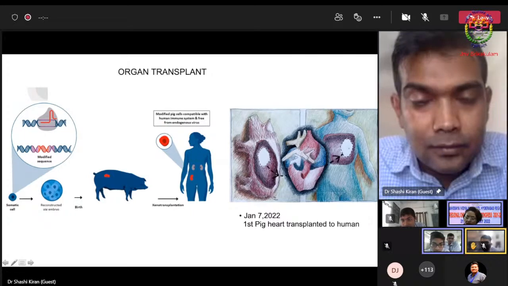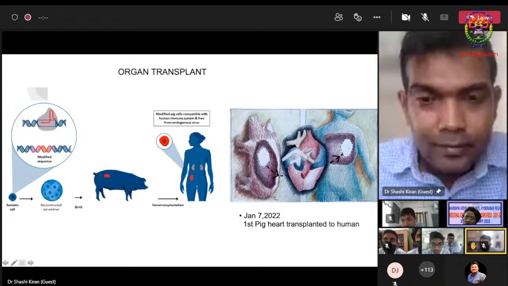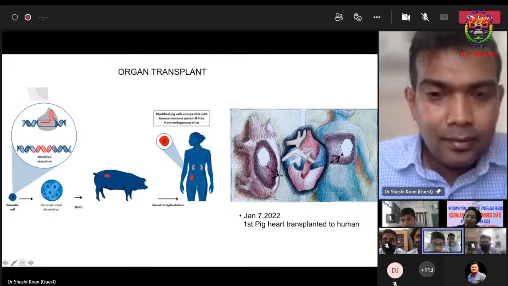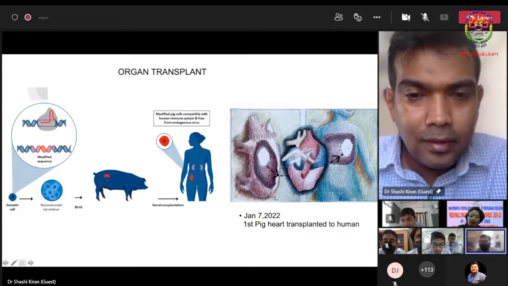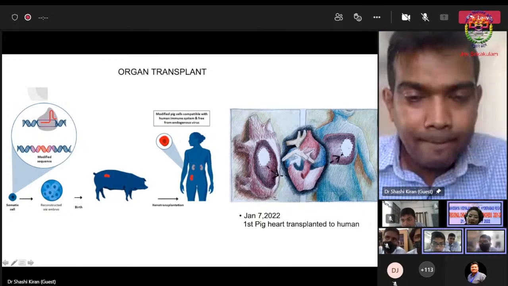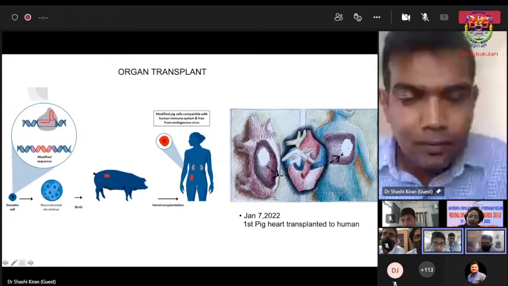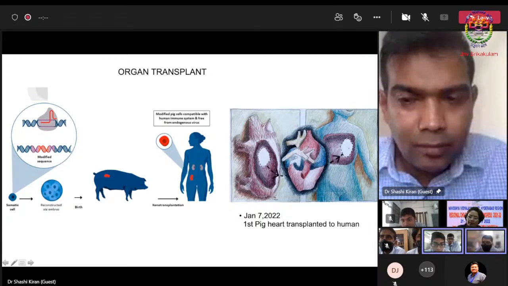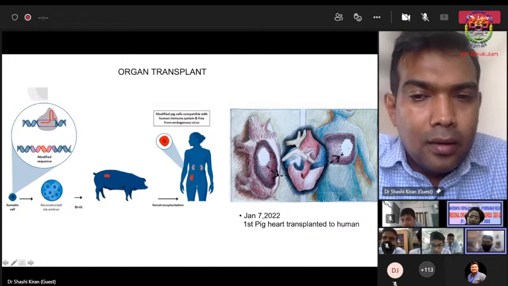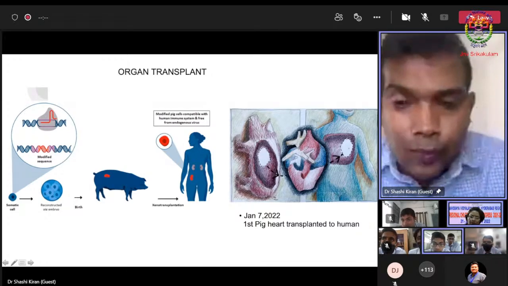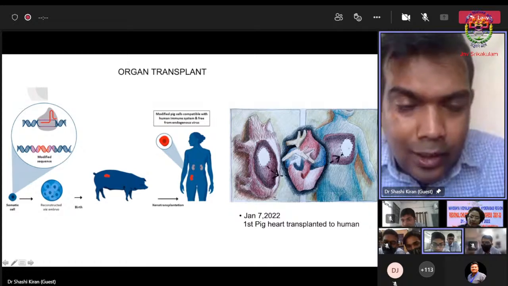Yes, sir. Yes, Kishore, you want to ask some question? Yes, sir. Yeah, please. Yes, madam. Why a pig? Is it because there are already some similarities? Or can theoretically any animal which is similar in size perform such a transplant?